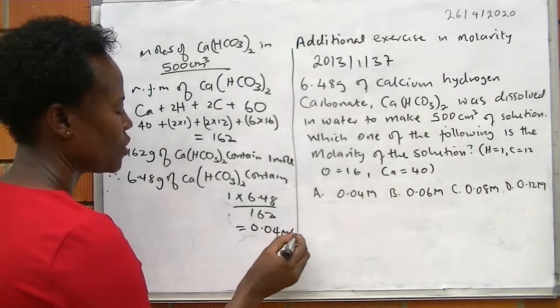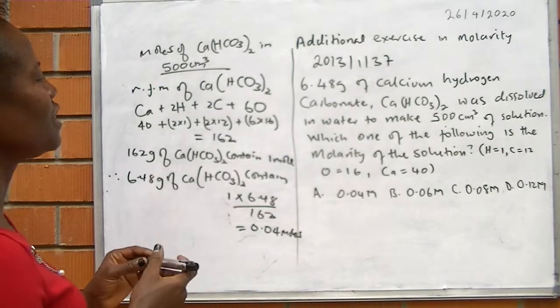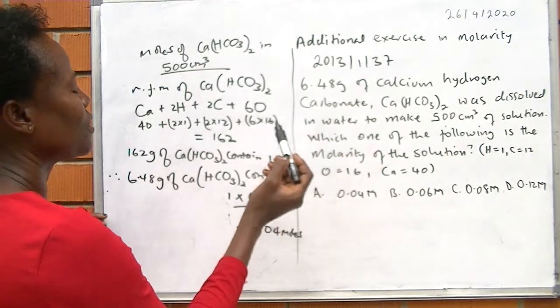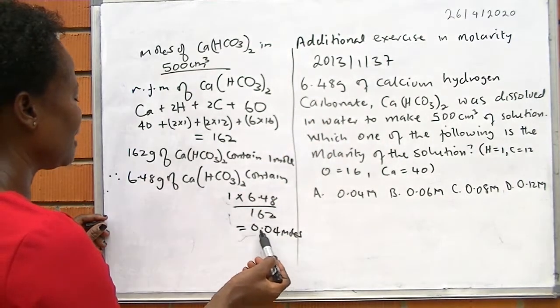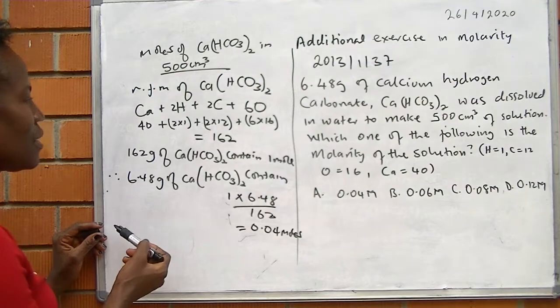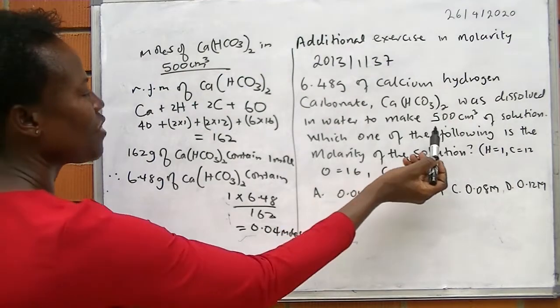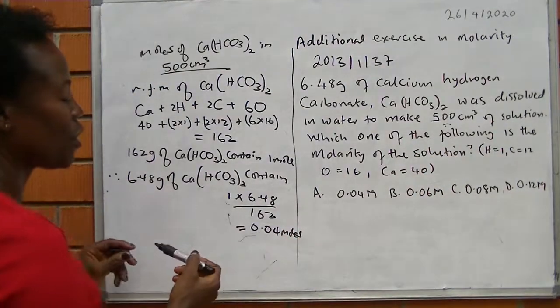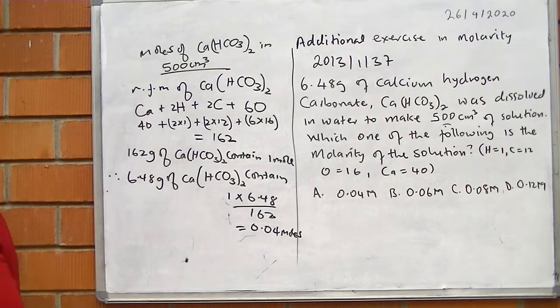0.04 moles. So since they dissolved 6.48 grams, and these are the moles that are in 6.48 grams, therefore the moles in 500 are equal to 0.04. We can as well get the molarity.